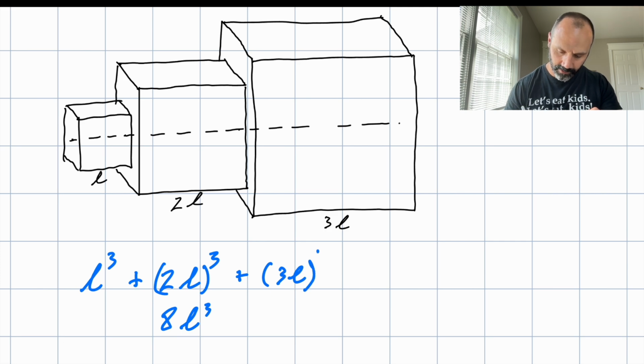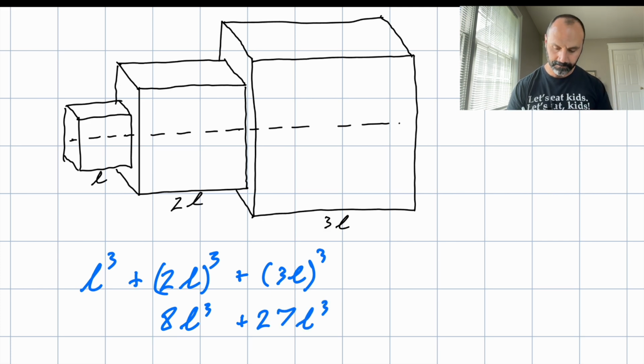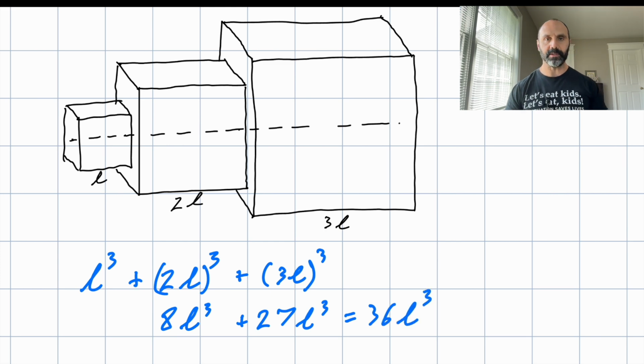Parenthesis, cubed. So this is plus 27L cubed. So we add all that up, and we get 36L cubed. This is an expression of the mass. It's proportional to the amount of mass that's there. So this is what I'm going to use as my big M, the total mass that goes in the denominator of that formula.